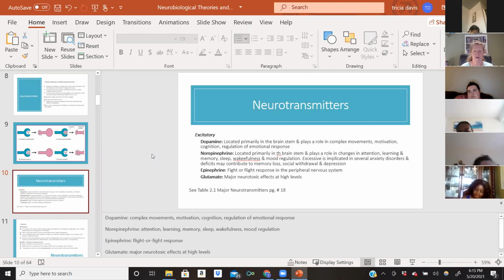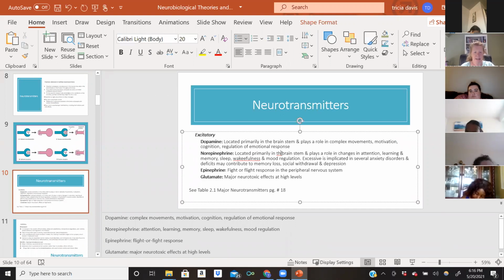Norepinephrine is also located primarily in the brainstem, and it plays a role in changes in our attention, our ability to learn and retain information, what we can remember, what we will be able to recall after we've learned, and our sleep-wake cycle. It has a big part in our mood regulation. Excess is implicated in several anxiety disorders, and deficits may contribute to memory loss, social withdrawal, and depression.